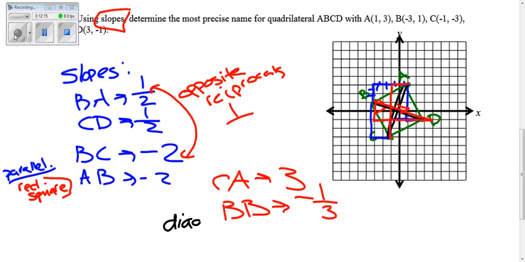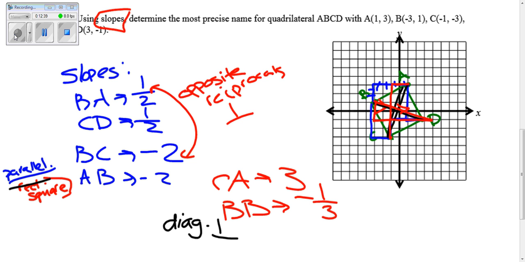So that means that I can rule out a rectangle, because the diagonals of a rectangle bisect each other but are not necessarily perpendicular. The diagonals of a square meet at a 90-degree angle, they're perpendicular. That means it's a square, okay? Why is this a square and not just a rhombus? Well, opposite sides are parallel, so it's a parallelogram.